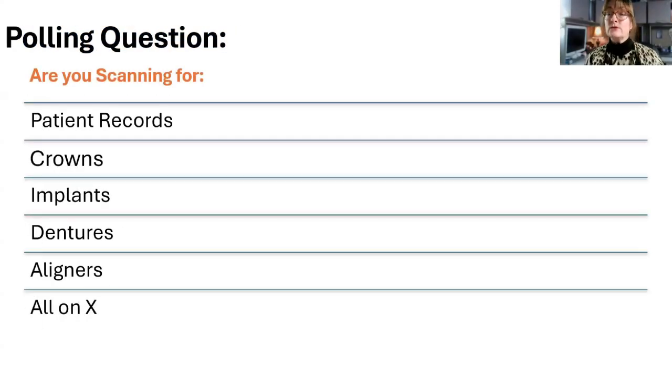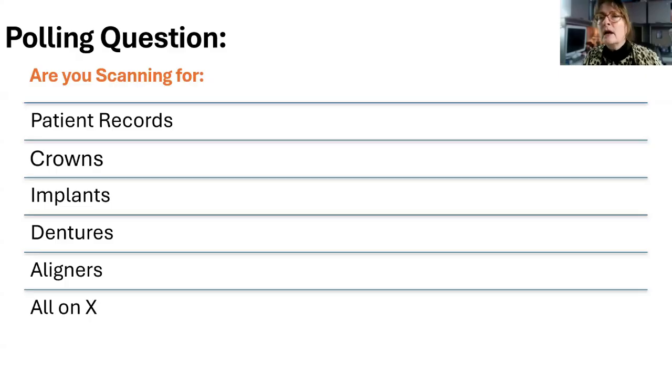And then what are we using our scanners for? If you want to type in, you could say everything. Are you scanning for patient records, right? A lot of people have the technology right at their fingertips and they're not utilizing it. So that's part of why Yen is doing the presentation this evening. And then other people might use it just for crowns or just for implants or just for aligners. And really with today's technology, you can use it for anything that you would have taken a PVS impression for.